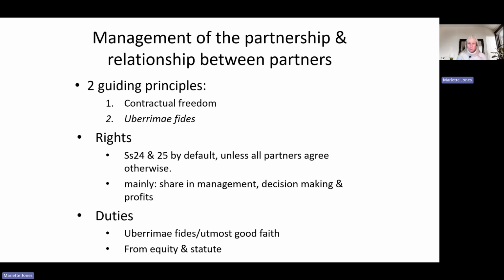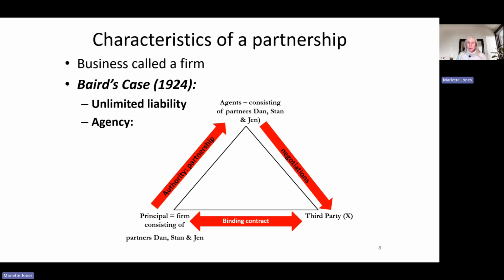These duties come from both the principles of equity as well as statute law, such as the Partnership Act itself. A partnership is referred to as a firm. I know that very often we call companies firms as well, but that's not technically correct. A firm refers to a partnership. And a partnership is not a separate legal entity like a company.